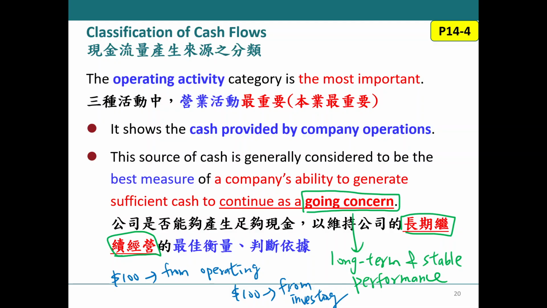Impossible, right? Investing means risk, 风险. Maybe this year you earn the money, maybe next year you lose all your money. So from investing, you cannot make sure you have the same amount of money each period. But from operating, I'm pretty sure I have this money for next year, for the next 2 years, for the next 5 years. Okay? Any questions? No?